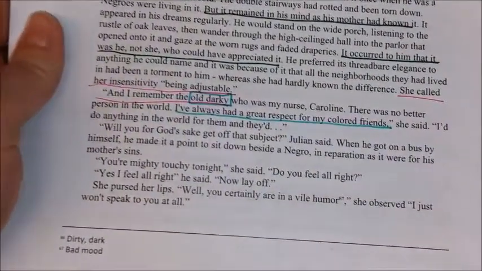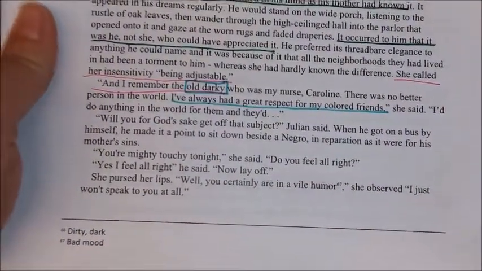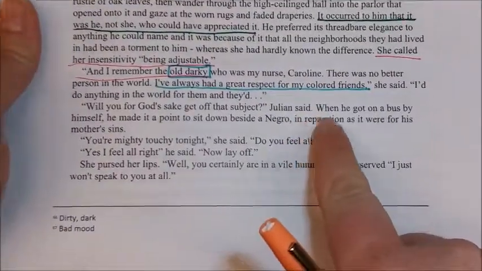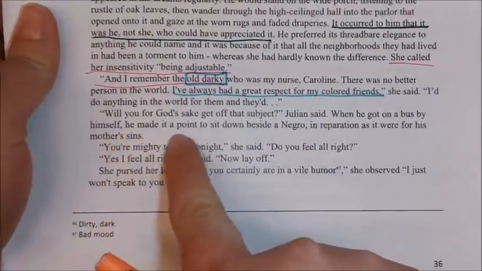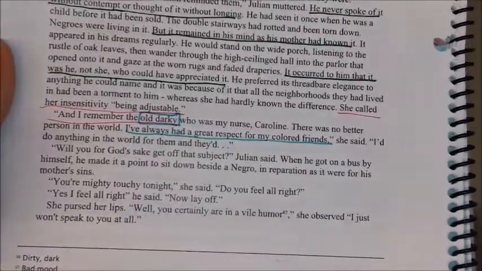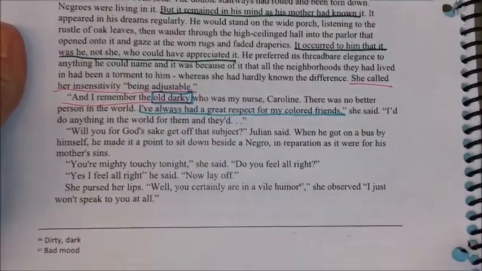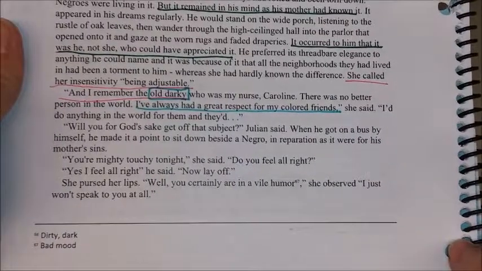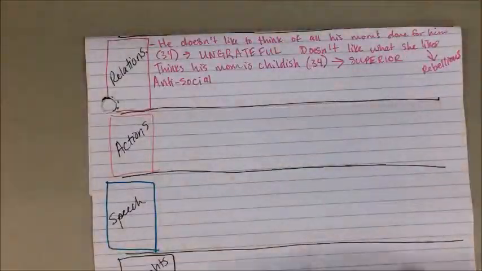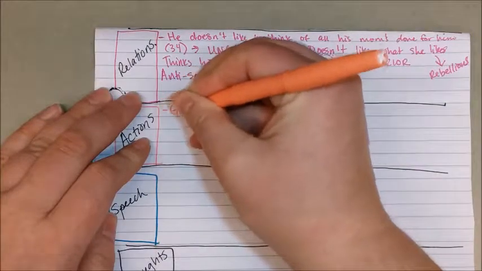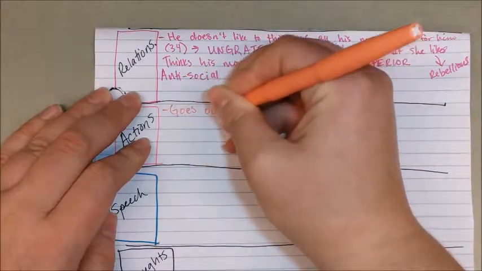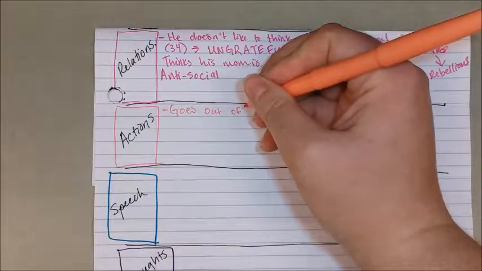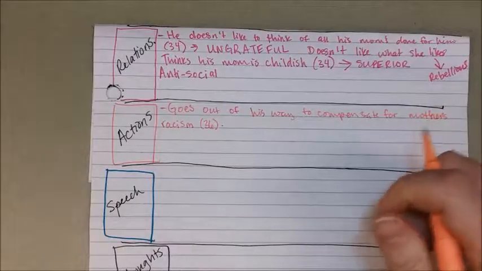So one thing that Julian does on page 36 is when he got on a bus by himself, so this is a callback to another action that he's done, he made it a point to sit down beside a Negro in reparation, as it were, for his mother's sins. So we know that he goes out of his way to make up for his mother's racism.